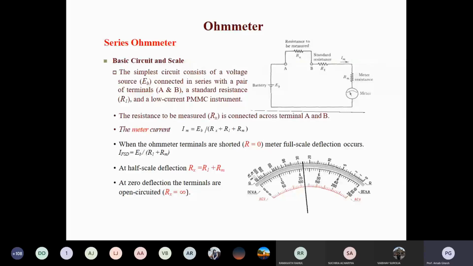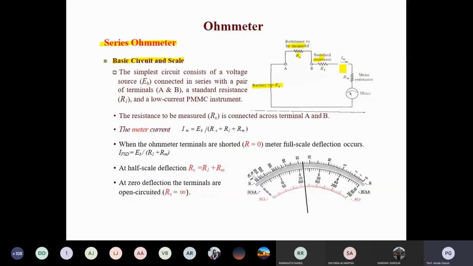So what are the different methods they have given? That is the series ohm meter. In the case of the series ohm meter, the basic circuit and scales are already given. It's normally a null detecting method. Normally one standard voltage source is given for the measurement of resistance, and you find out the unknown resistance, that is your Rx, and you have some standard resistance.